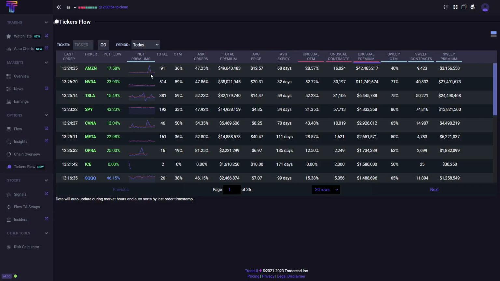This was later in the trading day because we had a huge spike recently. And 36% of these are out the money. The average move expectation is going to take 68 days. And 28% of all the contracts purchased today are considered unusual. That's just one quick way that you can use this watch list. So what you can do as a trader is incorporate your own strategies based off this data here to produce your results.